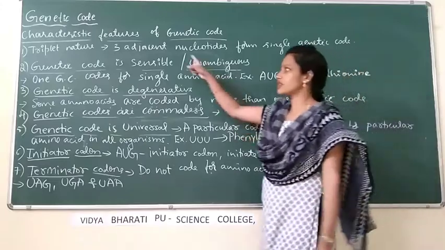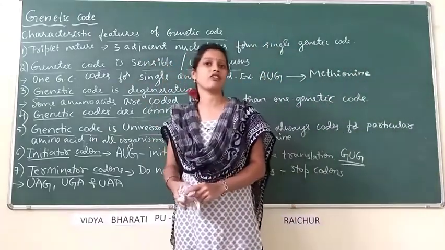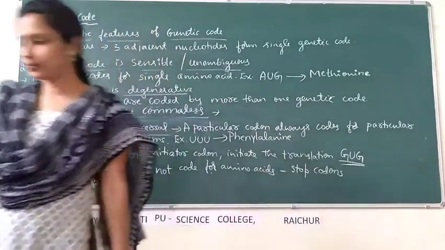This is about the salient features or characteristic features of the genetic code.